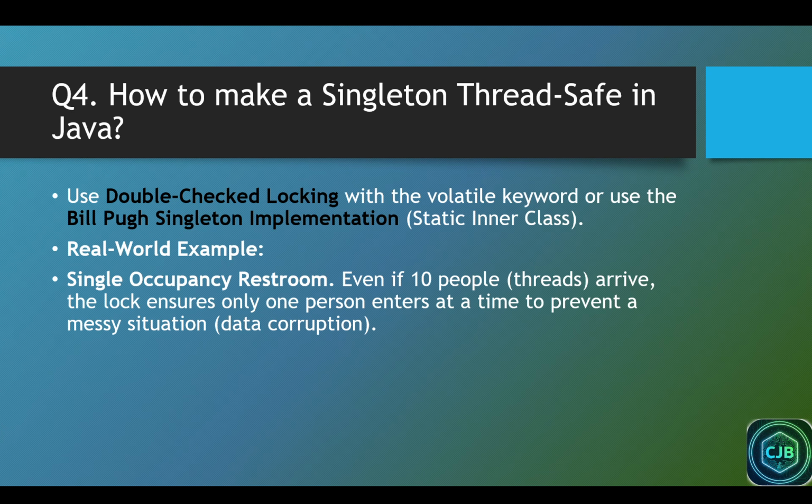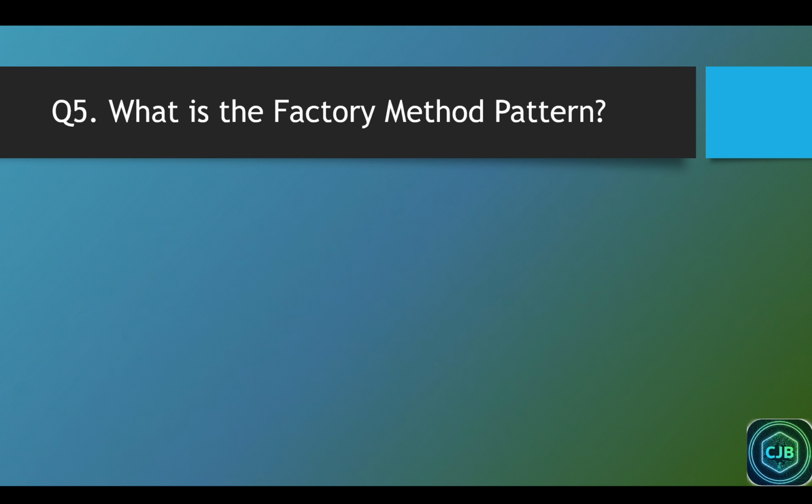Real world example: single occupancy restroom. Even if 10 people, threads, arrive, the lock ensures only one person enters at a time to prevent a messy situation, data corruption.